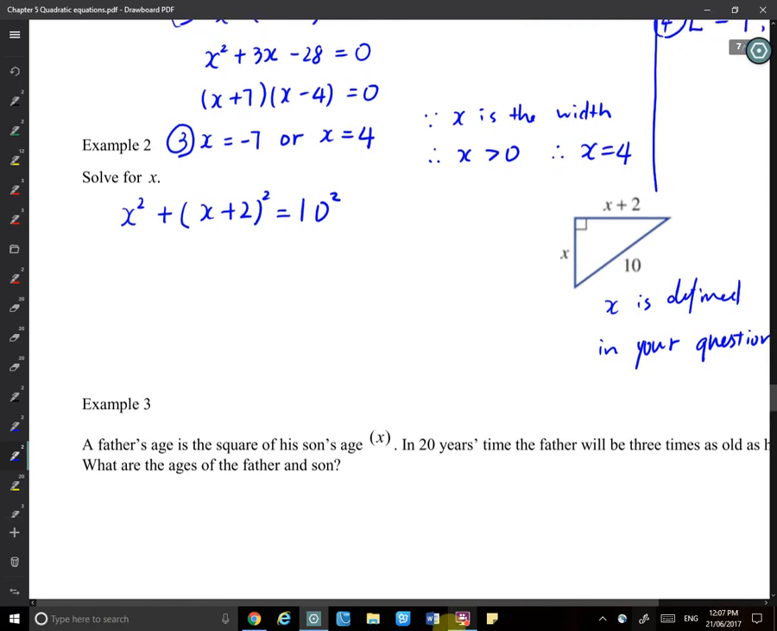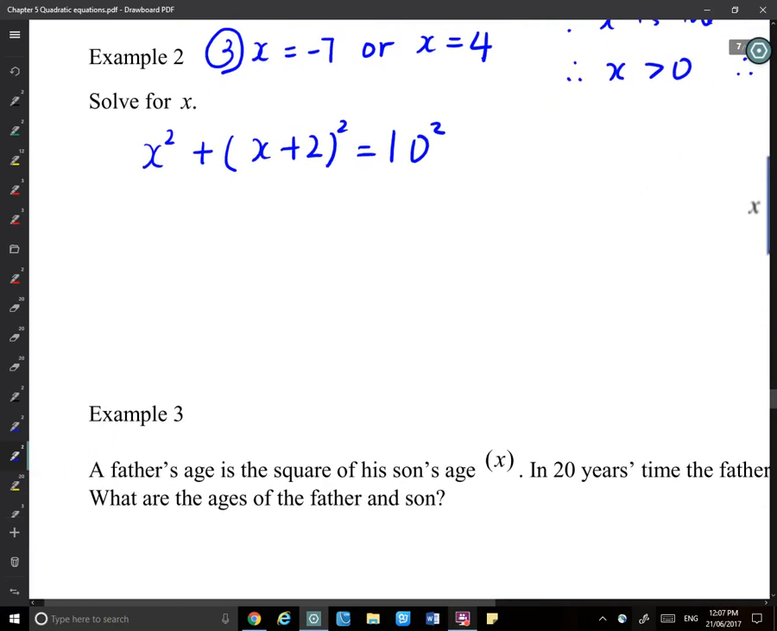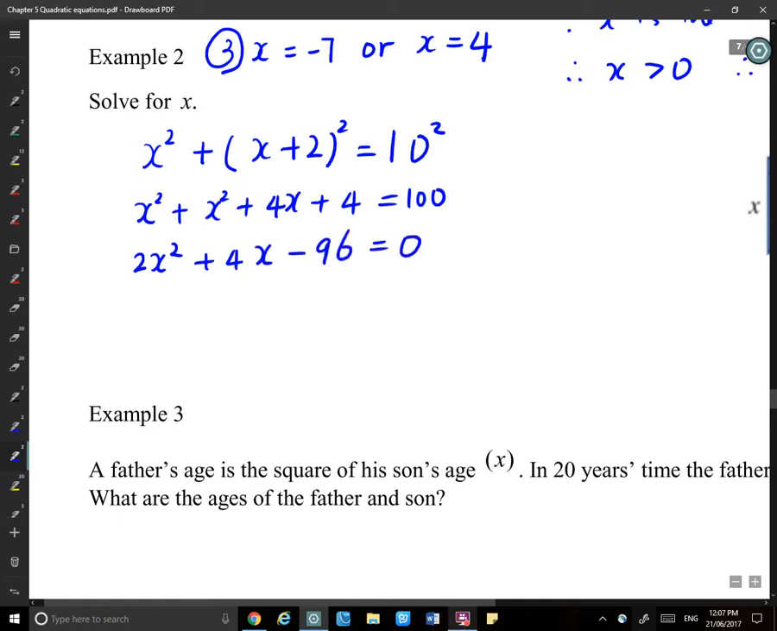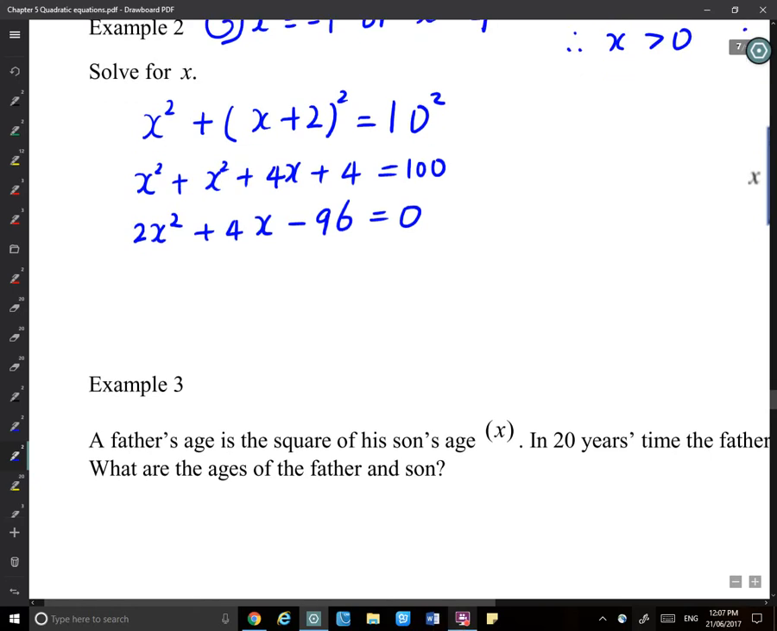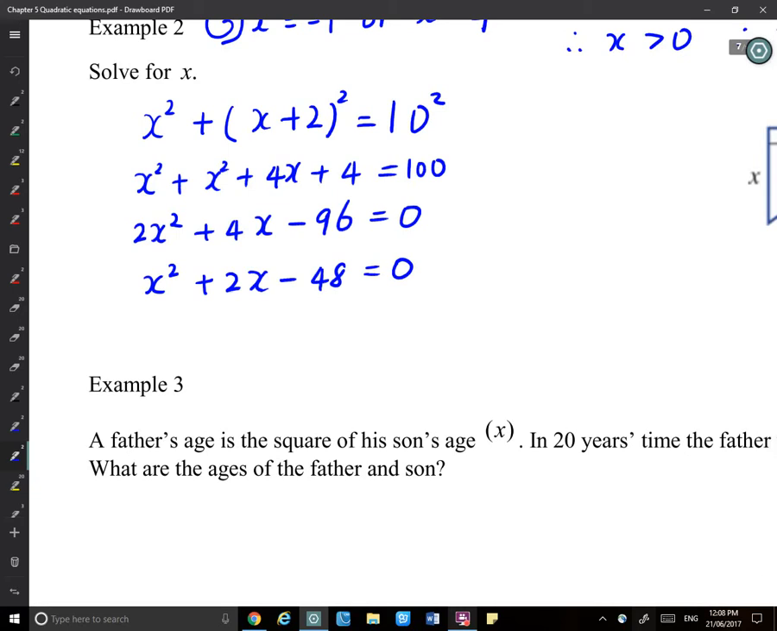Well, to solve for it, I need to expand everything first. So x squared plus 4x plus 4 equals 100. Then 2x squared plus 4x minus 96 equals 0. Divide by 2 on both sides of the equation: x squared plus 2x minus 48 equals 0.